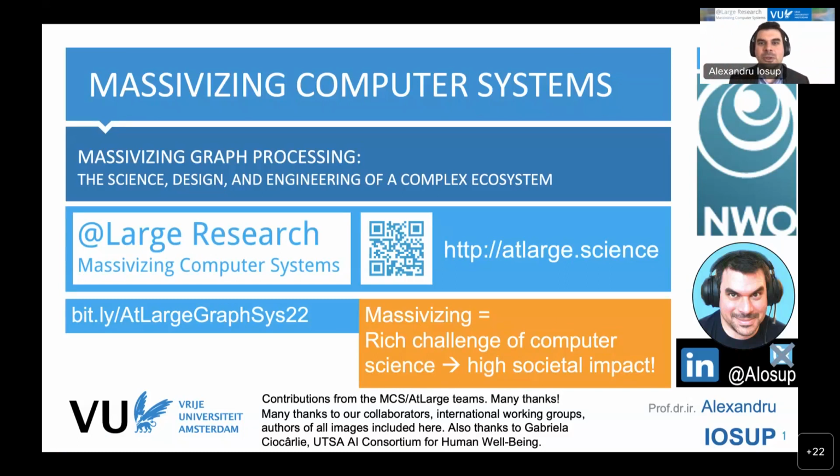But it turns out that putting these computer systems together is particularly challenging. It raises all sorts of issues of performance, availability, energy efficiency, you name it. So it's particularly difficult. So one thing to remember today: massivizing computer systems, it's a term, it exists, it means something. Okay, so I'll try to convince you that even if you shrink down the whole problem of massivizing computer systems to graph processing, there is a science of this, there is a good field of design in this space, and there's a lot of engineering, and the outcome is always a complex ecosystem. I'll explain all these terms, don't worry.